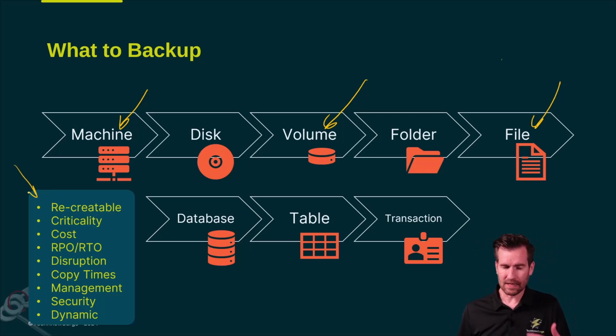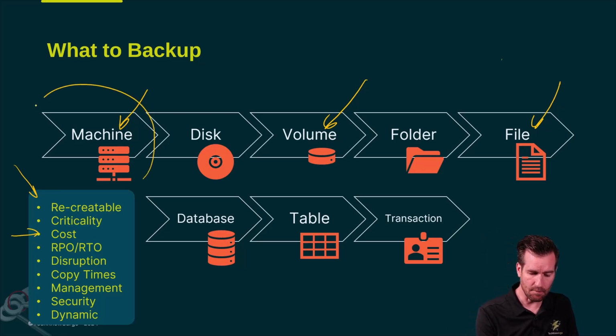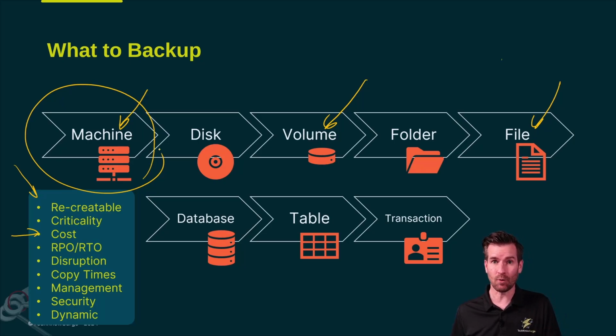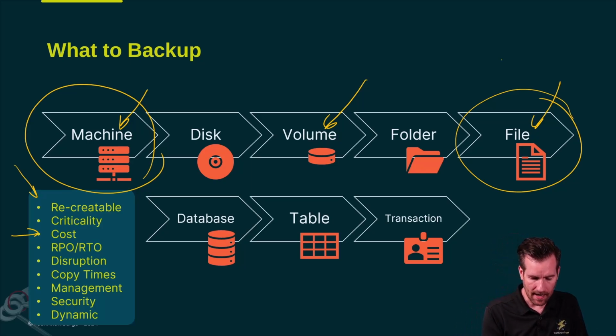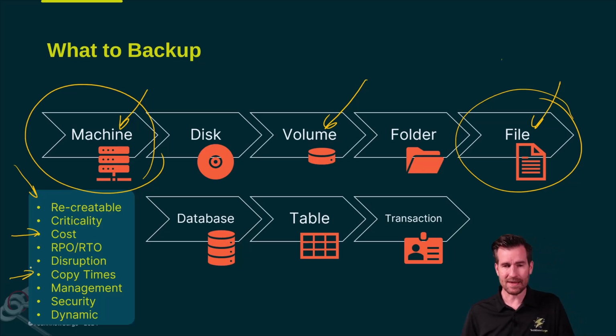All of these are probably applicable in some way or another, but one really stands out to me, which is the cost. It costs a lot more to do a machine level because there's a lot more data involved versus a file. Although storage is relatively cheap, if I'm paying for the bandwidth to ship it off-site, then that might be a problem. It also might be a problem with copy times.